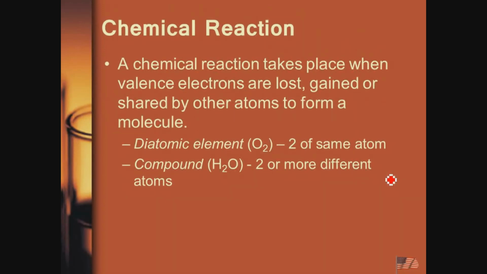Whenever those valence electrons are lost, in other words, sodium gives up one, gained, chlorine grabs one, or shared, as we'll see in the case of oxygen, they form a molecule, and that molecule can either be two of the same atom, so two oxygens joined together, or two different atoms that form a compound, like water, sodium chloride.